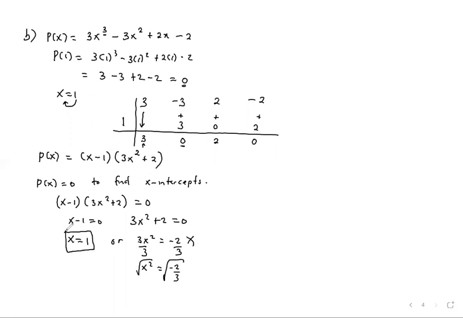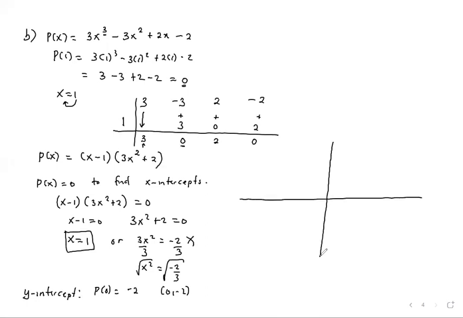So let's get the y-intercept also. The y-intercept p of 0 is equal to the constant -2. So we have a point (0, -2). And then sketch. Don't even have to worry or solve. So we have gotten -2 and 1. So 1 is the turning point. And it must cross -2.